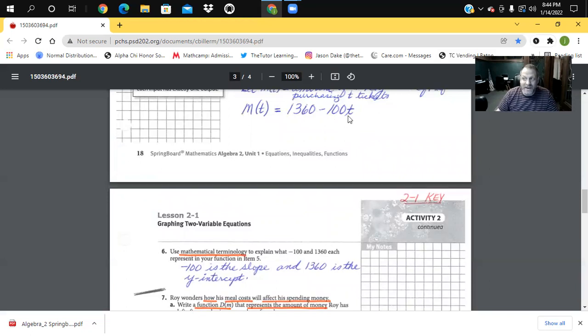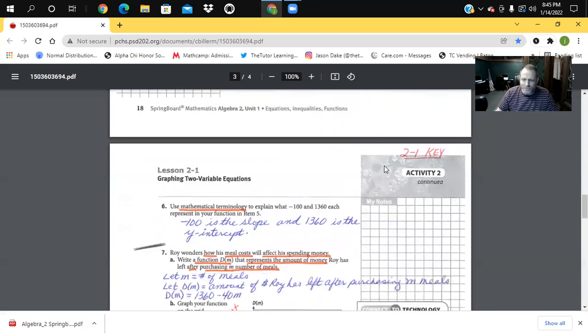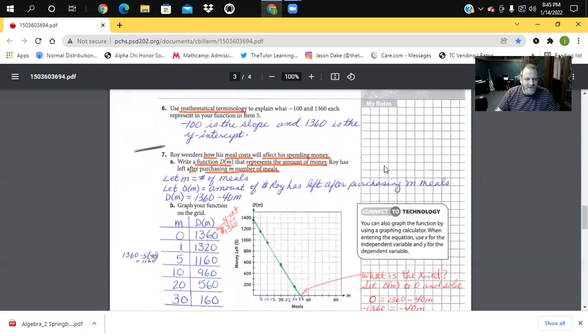Why not the t? We don't involve the t because your m for slope is going to be the 100. This t is any other number that could fill in there as a substitute. We put that variable there because we don't know what t is. So let's go to number 6. Let's go to number 7.